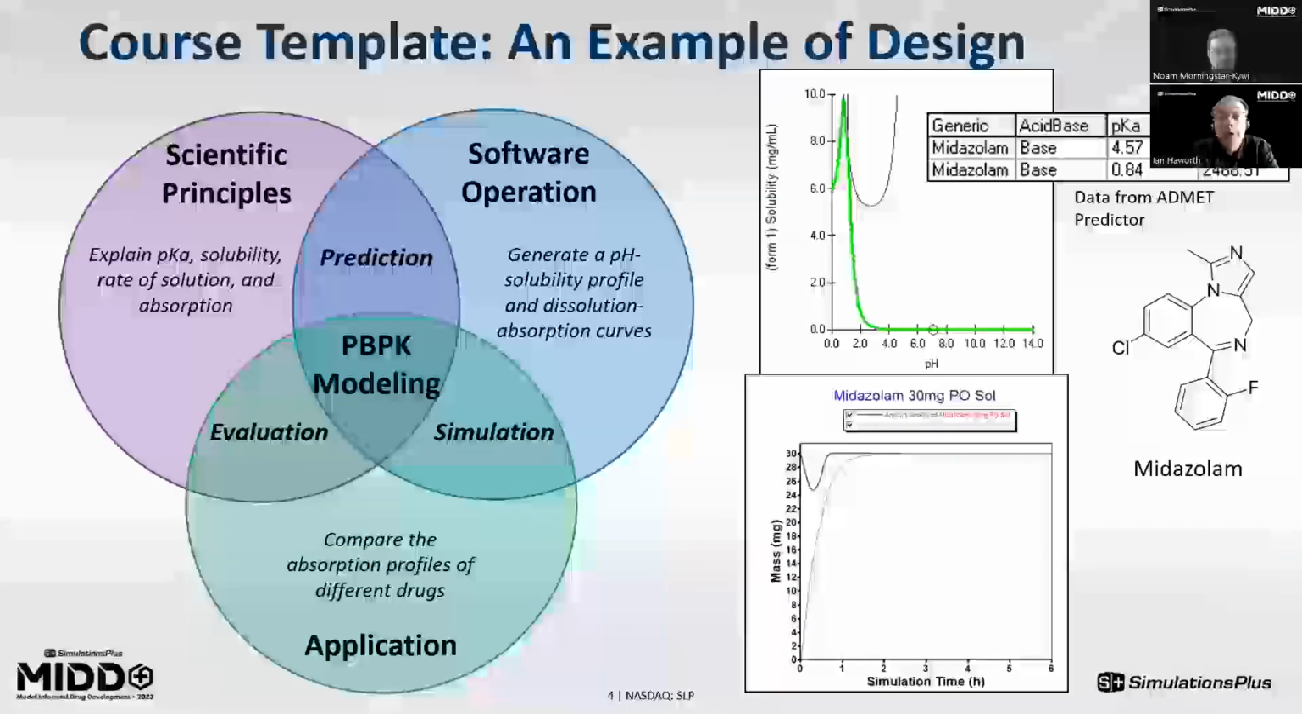Then in the bottom figure, we have a curve generated in GastroPlus for the dissolution rate of midazolam. You can see the red curve indicates essentially instant dissolution in the stomach, but then as the pH increases, as the drug moves down the gastrointestinal tract, there is some precipitation. So this allows us to think about the pH in vivo and how a weakly basic drug would be likely to behave as the pH increases in the small intestine.